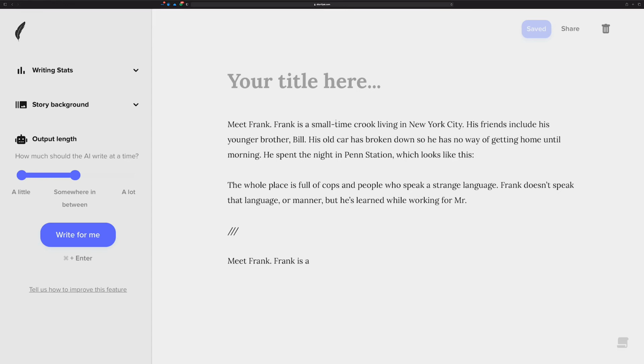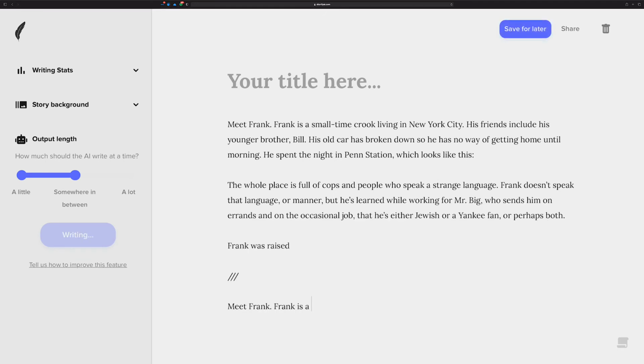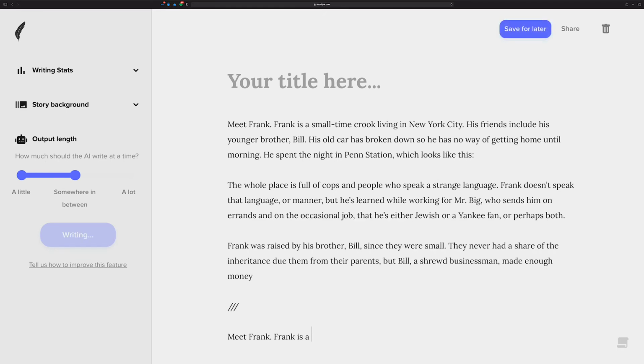Okay. All right. So Frank is a foreign language speaking small time crook in New York City. He's working for Mr. Let's let that finish. Who's he working for? Mr. Big. Oh man. He's either Jewish or a Yankee fan or both.